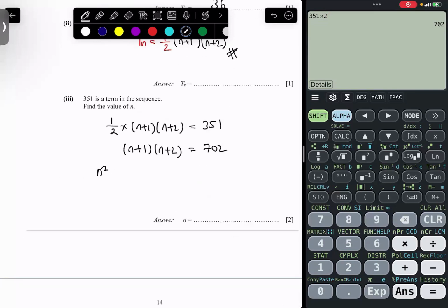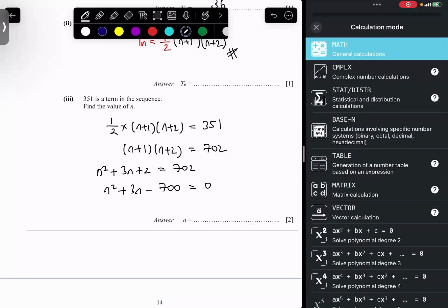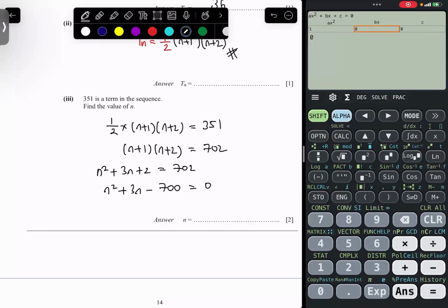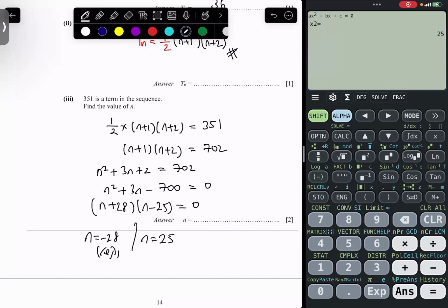Pretty simple. n squared plus 3n plus 2 equals 702. Bring the 702 over: n squared plus 3n minus 700 equals 0. Then we just need a calculator if the number is too big. So 1, 3, negative 700: negative 28 and 25. So (n plus 28)(n minus 25) equals 0. n equals 25, n equals negative 28, reject.